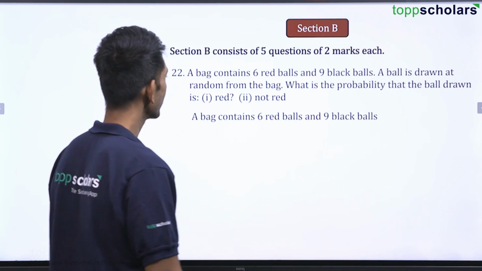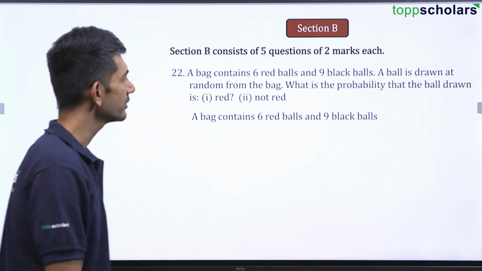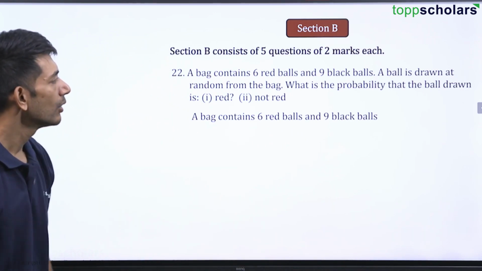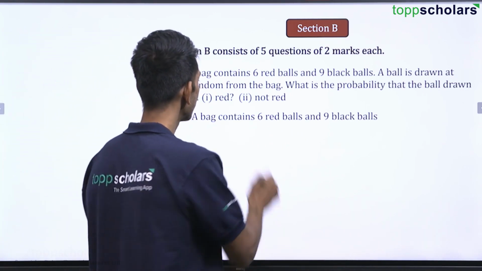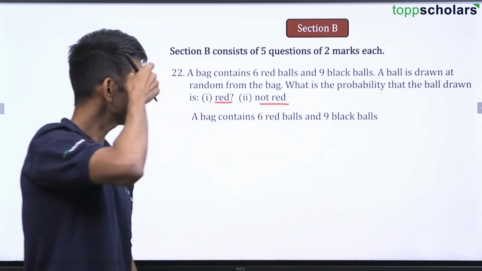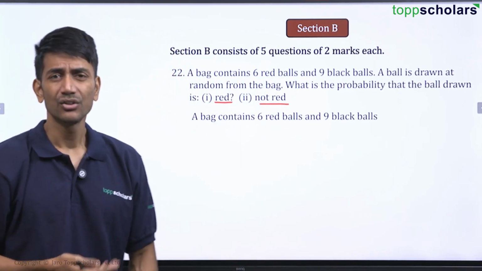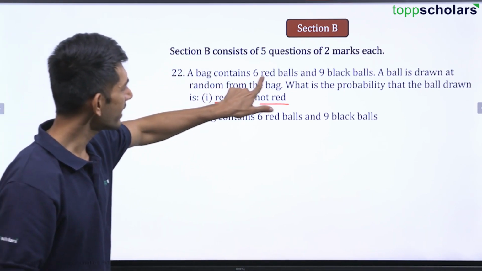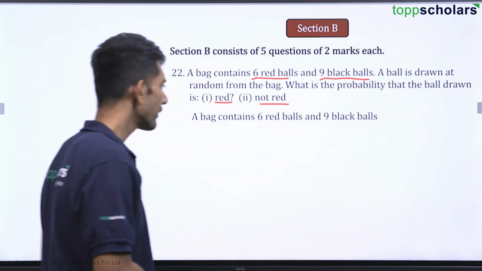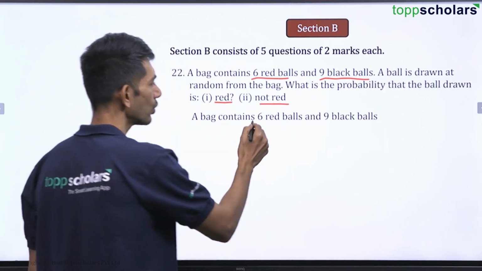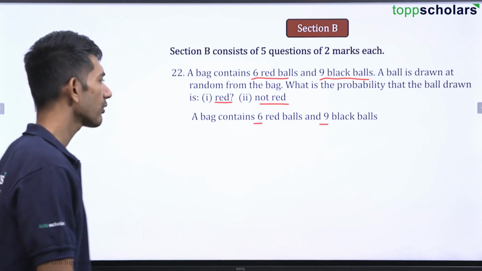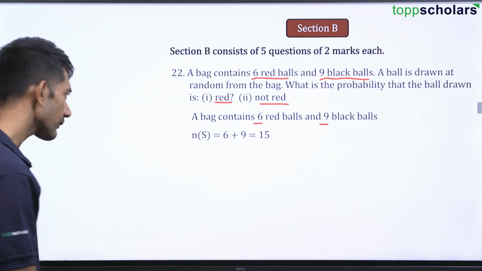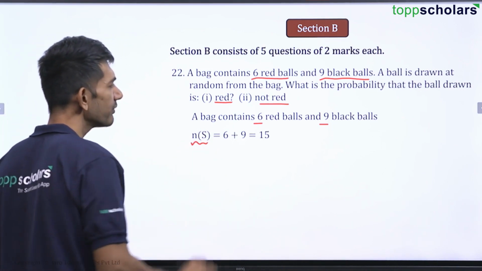Okay, let's have a look at a new question now. It says a bag contains 6 red balls and 9 black balls. A ball is drawn at random from the bag. What is the probability that the ball drawn is red, not red? These questions can be done orally, right? So again, you need to see how many total balls are there. So there are 6 red balls and 9 black balls. So firstly, we can find out the total number of balls. What are the total number of balls? 9 plus 6, that is going to give you 15. Correct? So N of S is going to be 15.